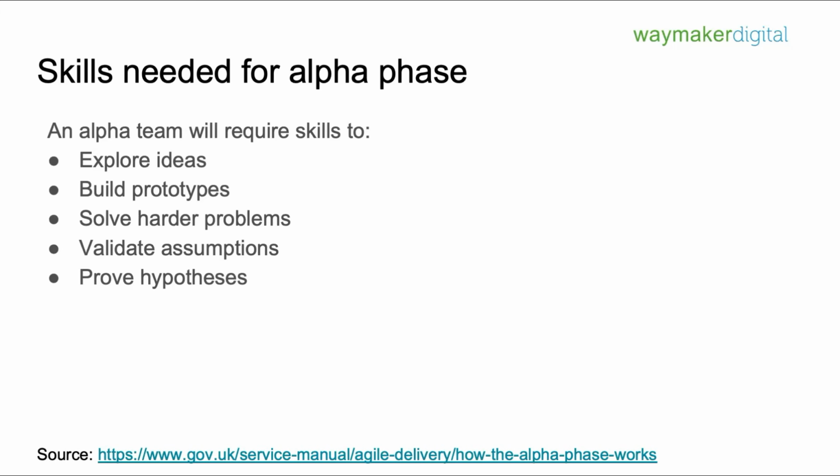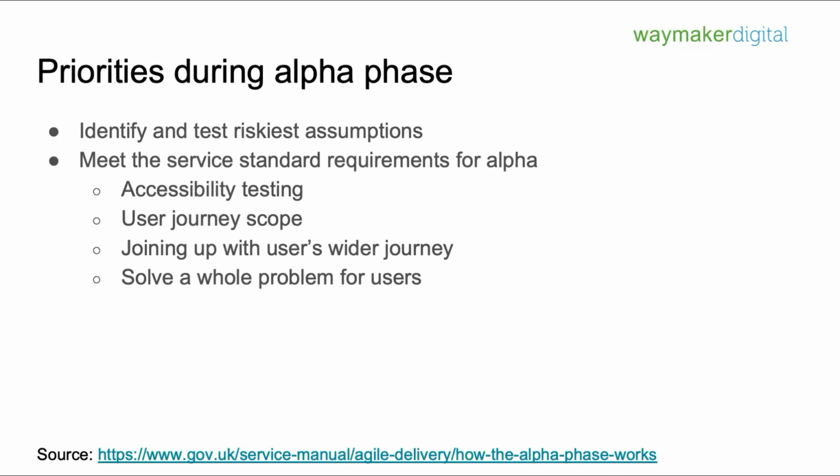In the alpha phase, as a team, you need skills to be able to explore ideas, skills to be able to build prototypes, solve hard problems, validate assumptions and prove your hypothesis. Like I said, it is a phase where you can't afford to be afraid to try or challenge the way things are done, because the alpha phase is where you can come up with as many ideas as possible, play around with ideas, test ideas with your users, research and validate any assumption that you might have. It's very important that in this phase, as a team, you begin to think about the kind of priorities you have, because a crucial part of alpha, like I said, is that you want to begin to identify and test your riskiest assumption.